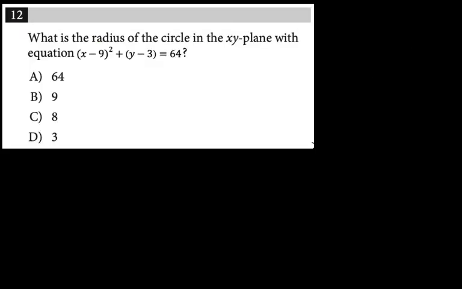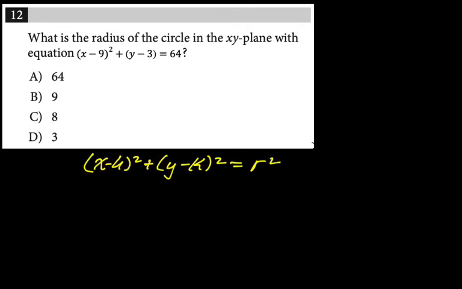All right, what is the radius of a circle in the xy plane with equation quantity x minus 9 squared plus quantity y minus 3, that should definitely be squared, that must be a typo, equals 64. Okay, so what do we know about circles?